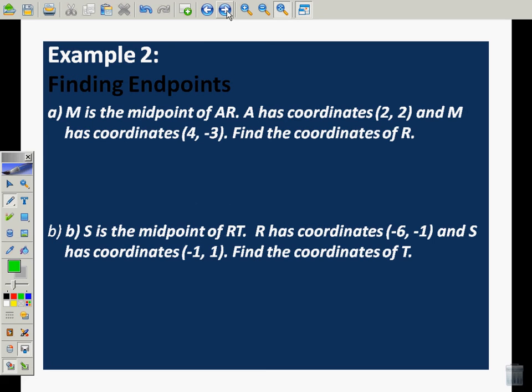A different sort of situation. We may be given the midpoint. So they're saying, hey, we already found the average for you. And we're going to give you one of the endpoints. You find the other endpoint. So here's what we're going to do. We're going to set up a formula.